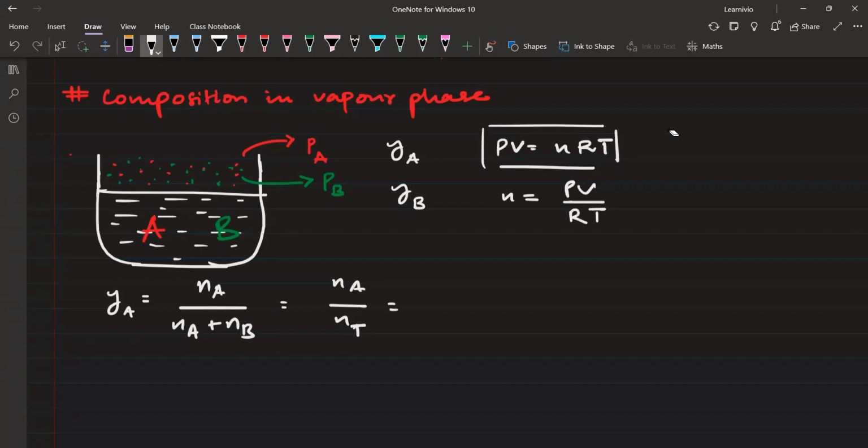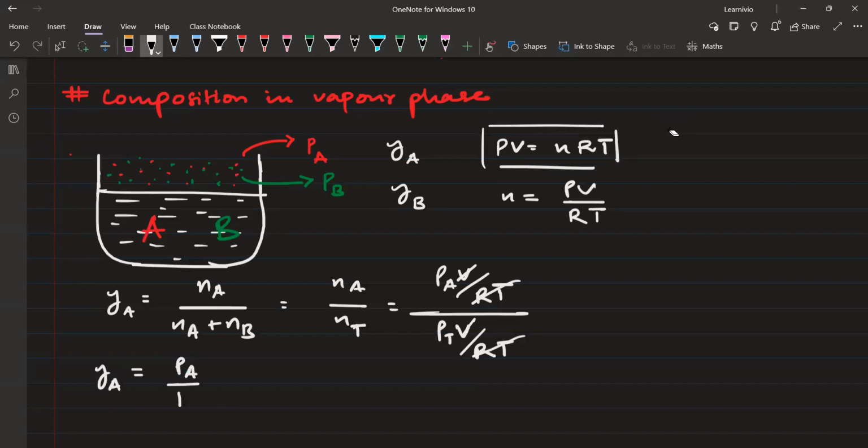Now, in that case, I can write nA will be equal to the pressure due to A, into the volume, whatever volume the whole thing is occupying, divided by RT, divided by the total pressure P total into the volume divided by RT. If you see here, RT and RT will cancel each other. Why? Because R is constant, and temperature will be constant, whether you are taking A or A and B both. The volume is also going to be the same, V and V. So those will also cancel and you will get YA equal to PA upon PT.